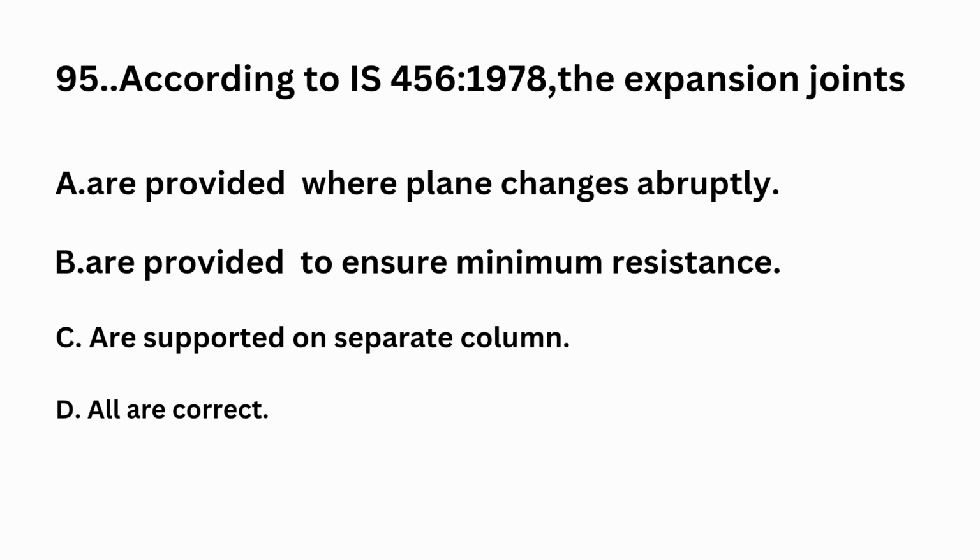95. According to IS 456-1978, the expansion joints A. are provided where plane changes abruptly, B. are provided to ensure minimum resistance, C. are supported on separate column, and D. all are correct. According to the recommendation of IS 456-1978, the expansion joints are supported on separate columns, are provided to ensure minimum resistance, and they are provided where plane changes abruptly. So answer D is correct.